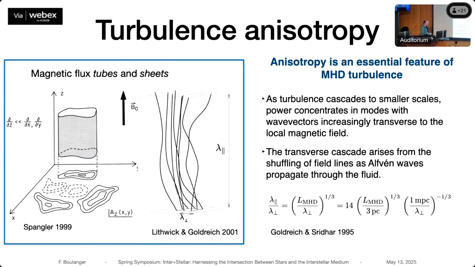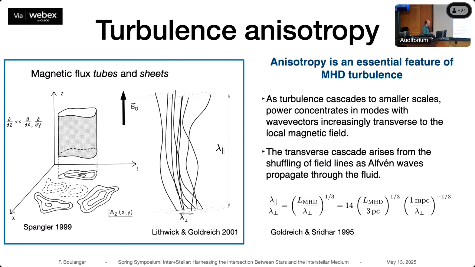To build a model framework, I go back to the properties of interstellar turbulence. We know that MHD turbulence is anisotropic, and this is a fundamental property of MHD turbulence, which dates back to this paper by Goldreich. The idea, drawn here, is that as you go to smaller scales, the eddies become elongated along the magnetic field lines. Here it's shown as a flux tube, but it can also be magnetic sheets.